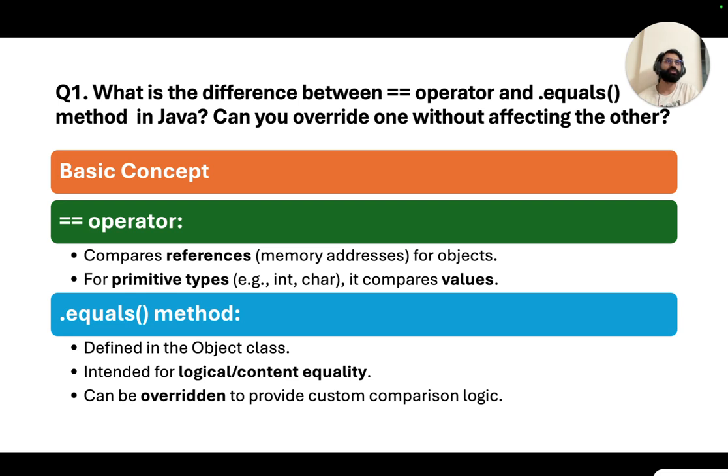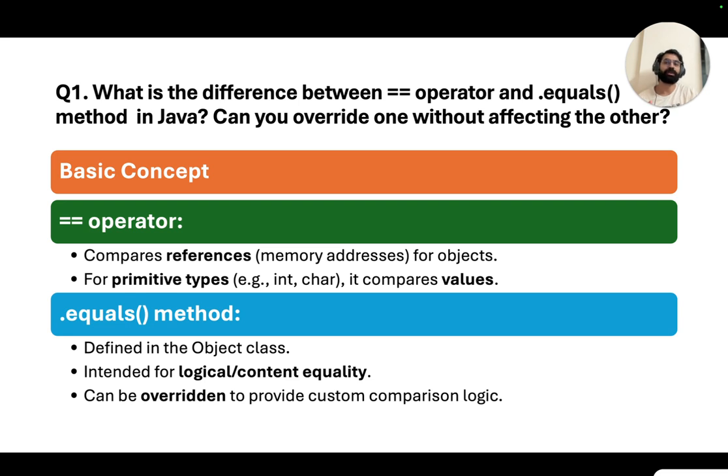Let's say that you have two objects. Of course, those objects will be stored at some memory address. If you want to check whether those two objects have the same or a different memory location, then you can use the == operator. Basically it compares the reference, or the memory address where the object is stored. So the == operator compares the memory address for objects, and for primitive types like integer and character, it compares the value.